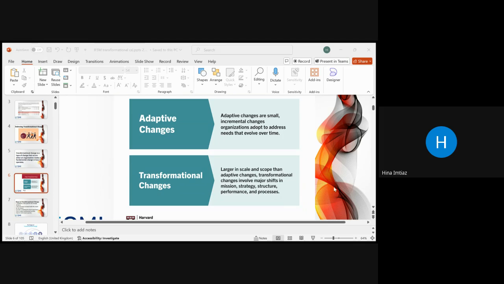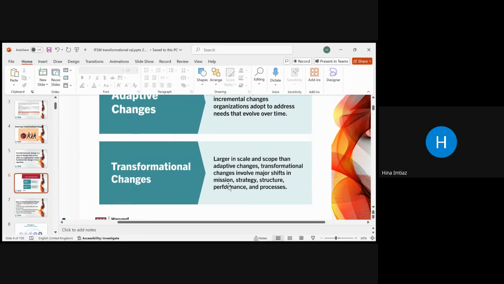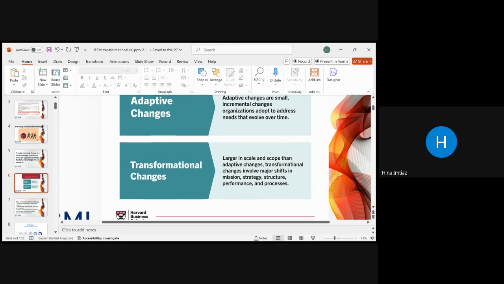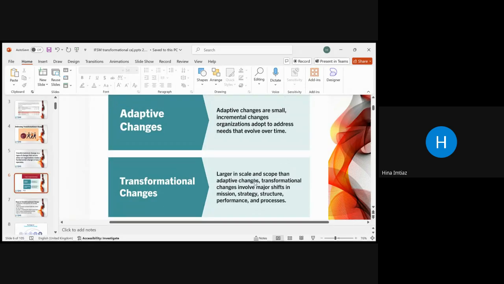Okay, so do you get the idea of what is adaptive change and what is transformational change? Our focus is on transformational change, which must be on a larger scale and which must alter the entire strategies, the entire goal, the entire performance of the employees, and change the entire process of manufacturing such types of goods or structures.